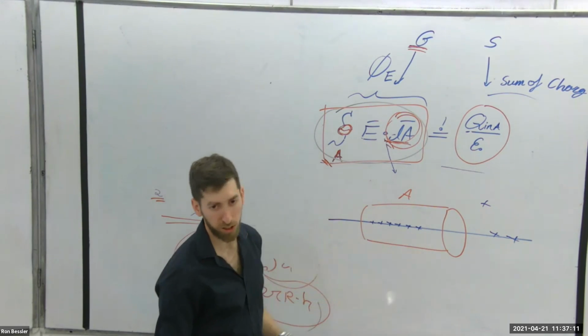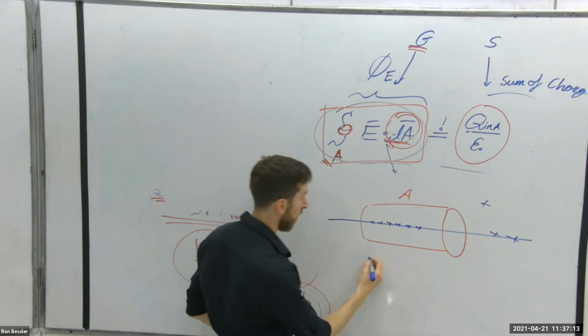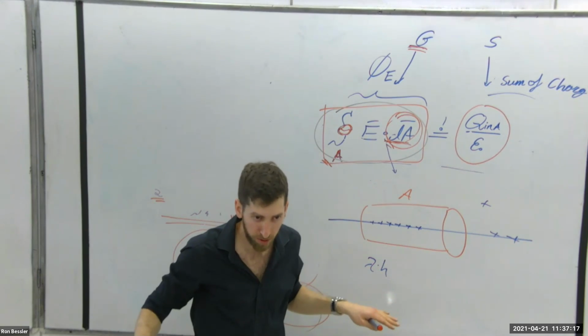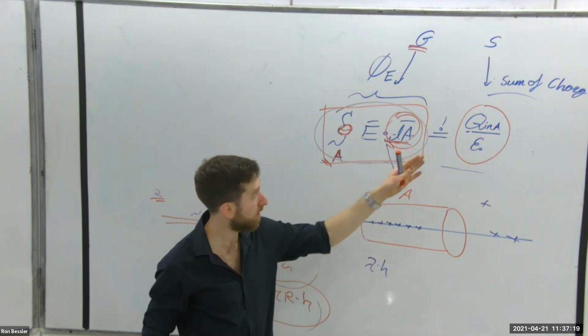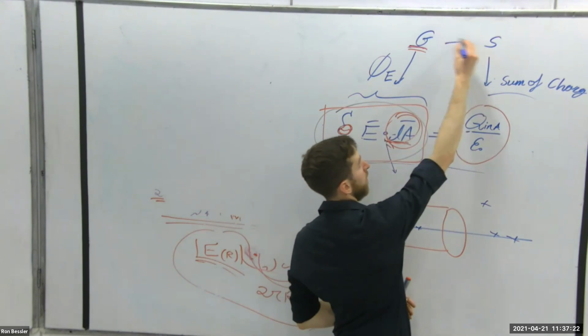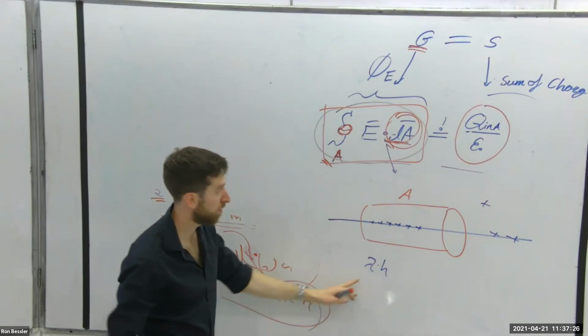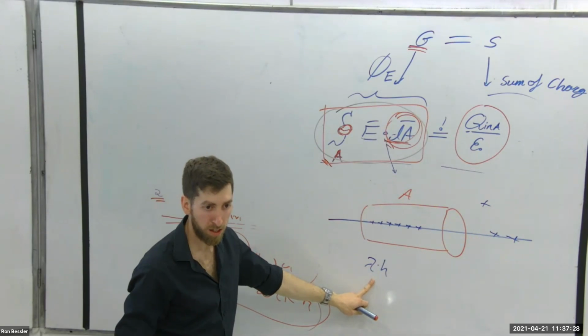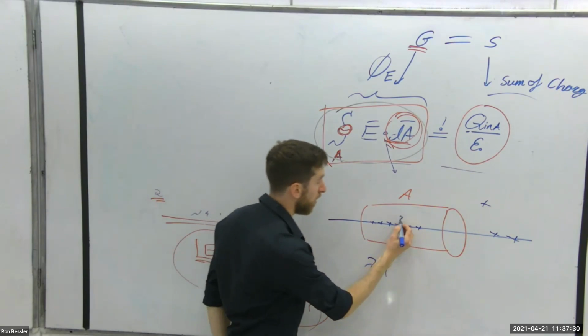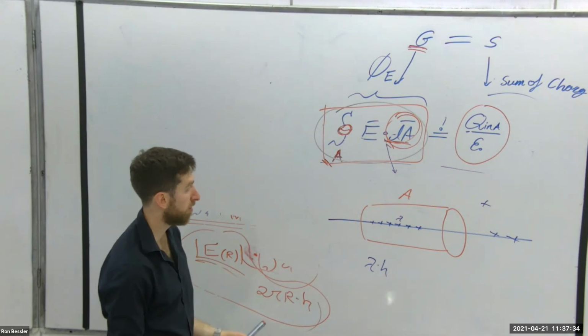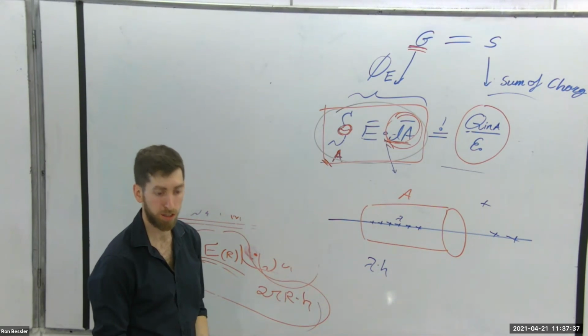So, what is this charge? Lambda multiplied by H. Done. Finished. And what did Gauss's law say? Flux equals the sum of charge. But because it's a wire, the charge is only here. But we calculated A as a cylinder, no? A is the cylinder, so it's just the length.